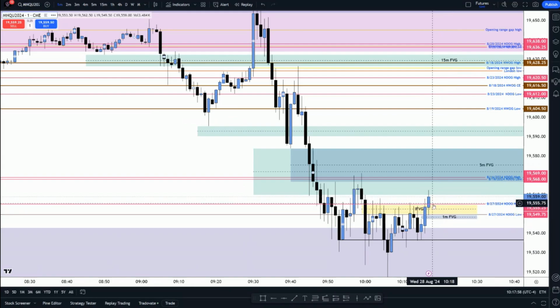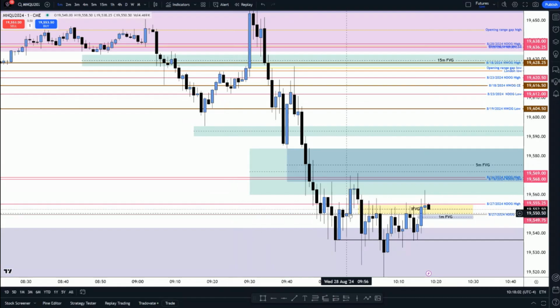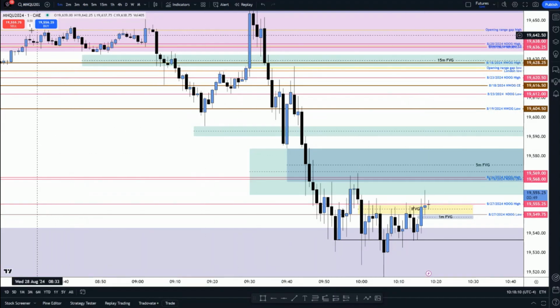If it closes above this inverted gap, almost. If it comes down into this gap, I'm going to go long. Still hasn't closed above that inverted gap. I'm going to go long if it comes down, because it shouldn't come back down lower anymore.